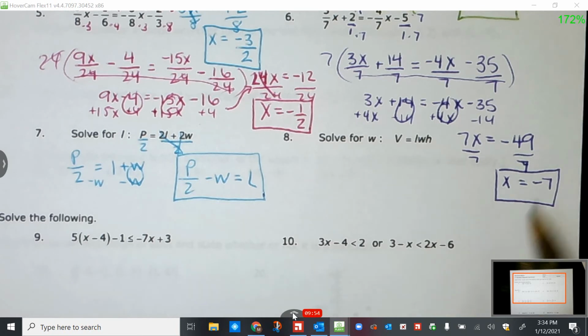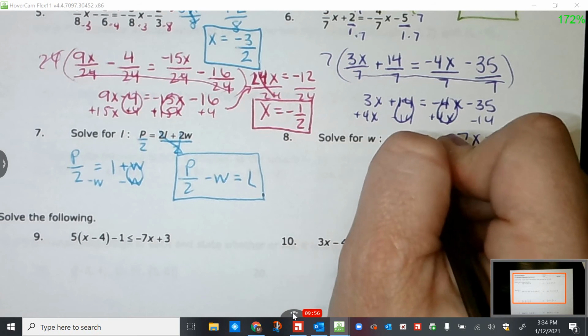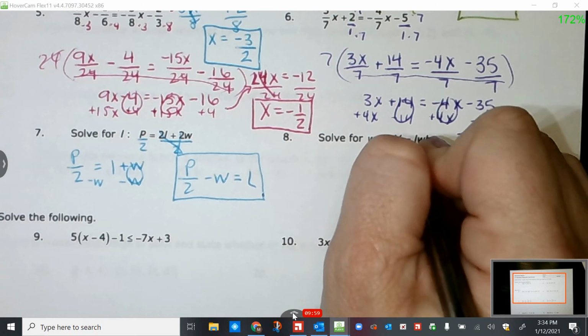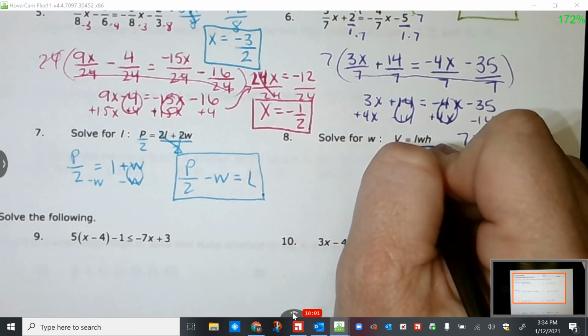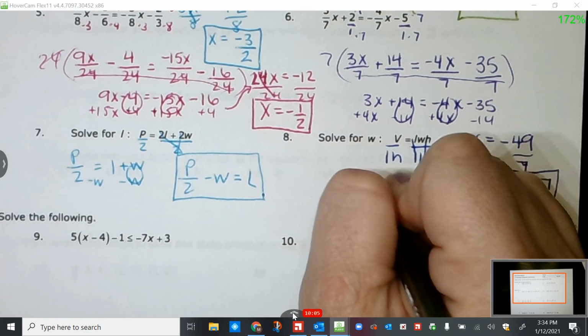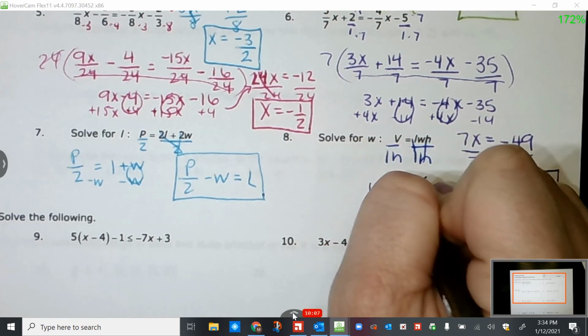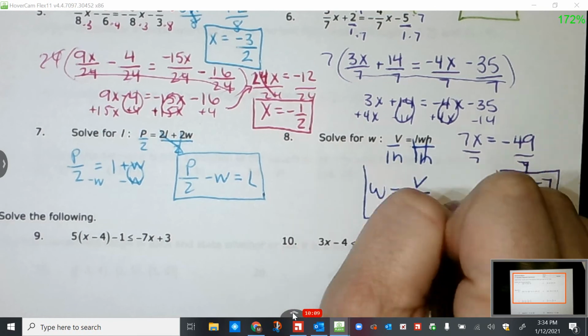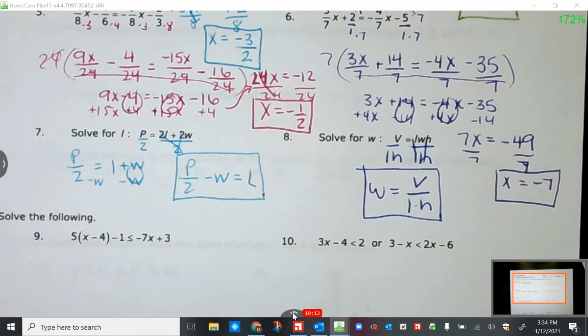Here we're going to solve for W. Well, this is length times width times height for volume. Well, how do you get rid of multiplication? You just divide. So we're going to divide by LH, and we get W equals volume over length times height. Don't let those confuse you just because they're letters. They're actually easier. You treat them just as if they were numbers.